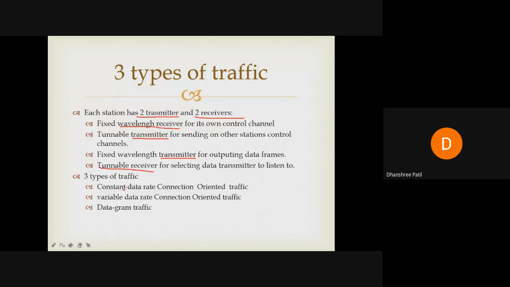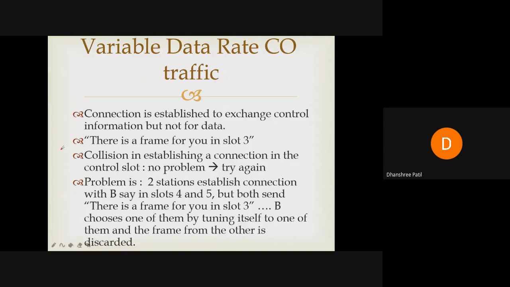First one is the constant data rate connection oriented traffic. Second is the variable data rate connection oriented traffic. And third one is the datagram traffic. These are the three types of cases with the help of which we can understand how this WDMA protocol is working. So let's start with them one by one.